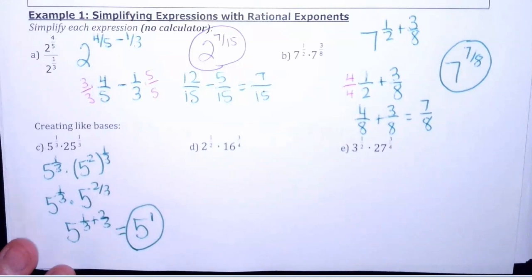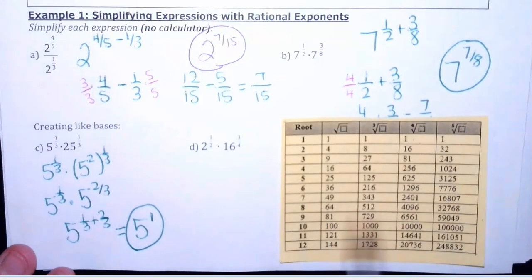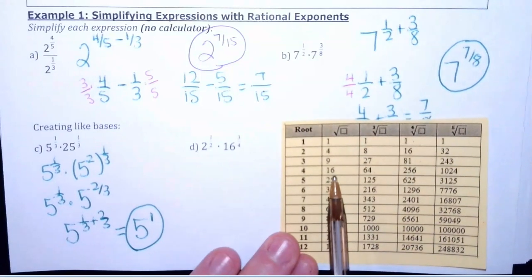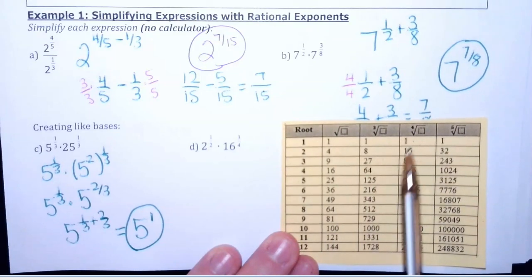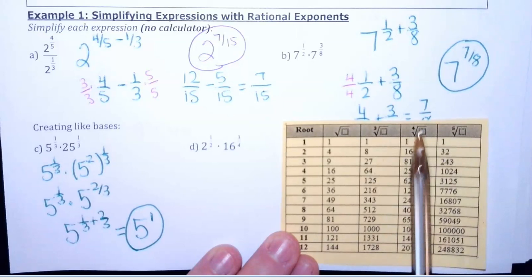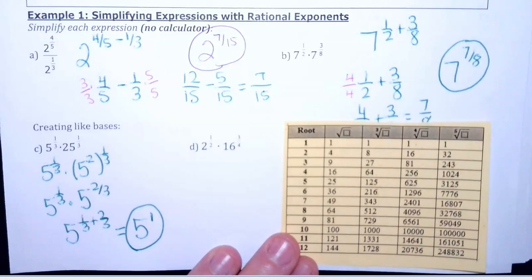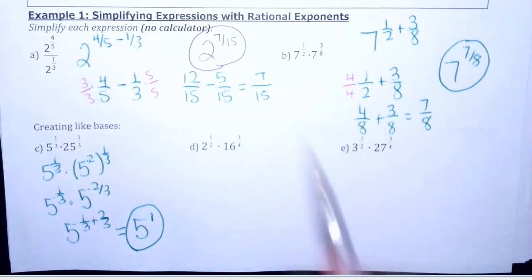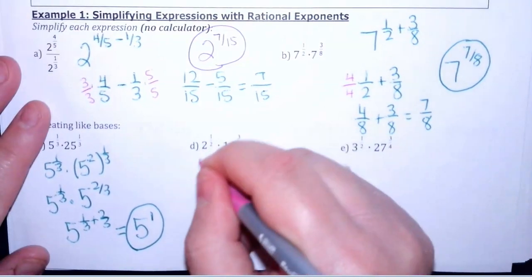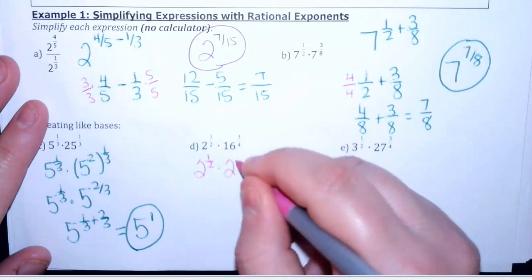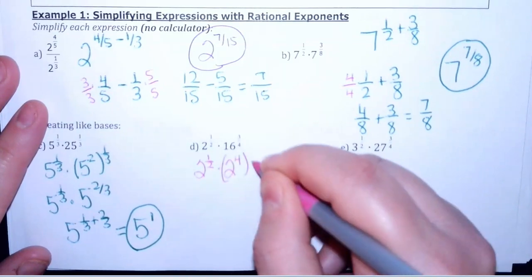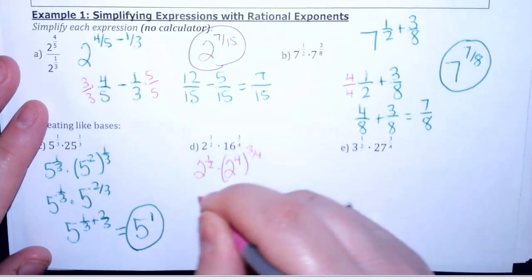Same concept here. I'm multiplying, but I don't have like bases. So I want to try to find 16. Here's 16, and I could write it as 4 squared, but that's not going to help me out here. I would also notice I got a 16 down here. This is a 4th root, so 2 to the 4th power is 16. So that's what I'm going to use to rewrite here. So keep that 2. I want the like base. So I'm going to write this as 2 to the 4th, that's 16 to the 3/4.